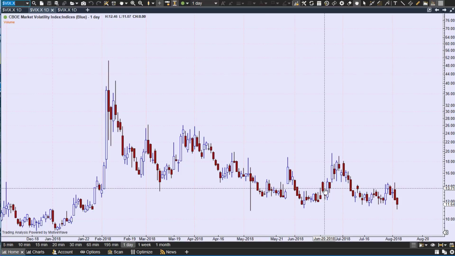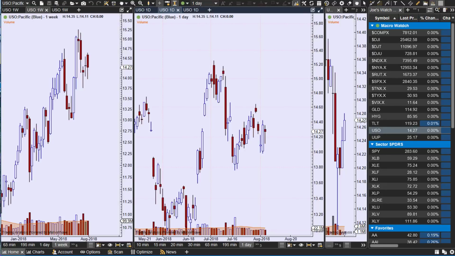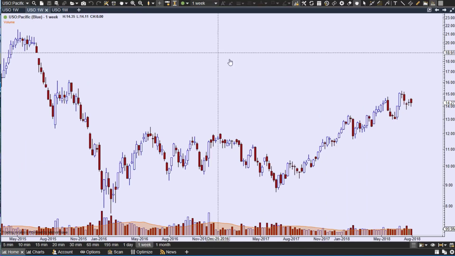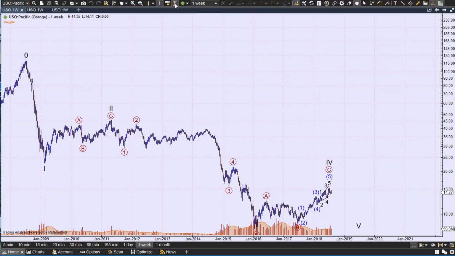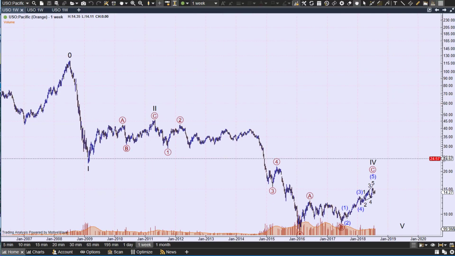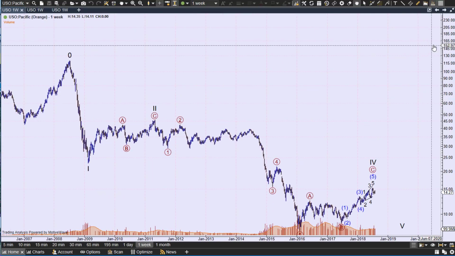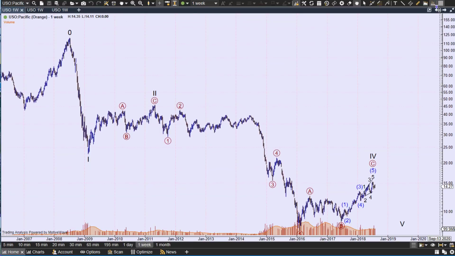Let's take a look at oil. I want to look at oil first. I'm going to pull up USO. Here we go. Let's take a look at the weekly chart, and I want to go to the preferred count. That's a little better. I know what it's trying to do. It's trying to give me the whole picture in here.